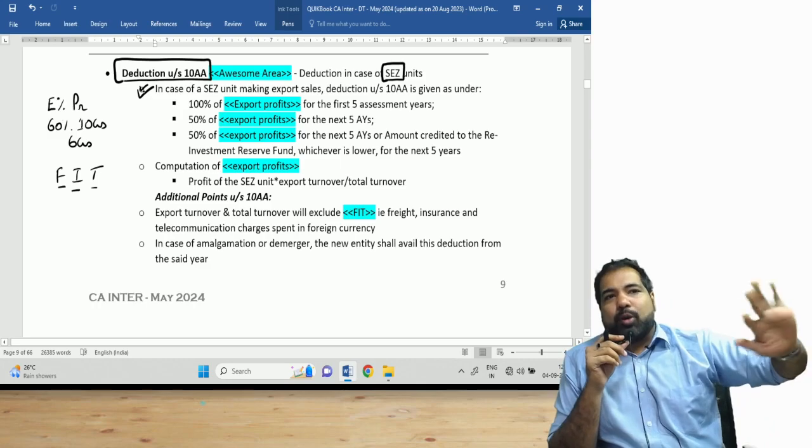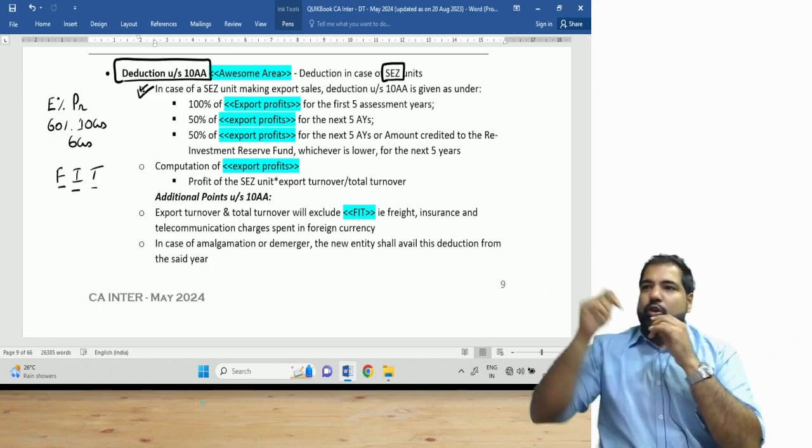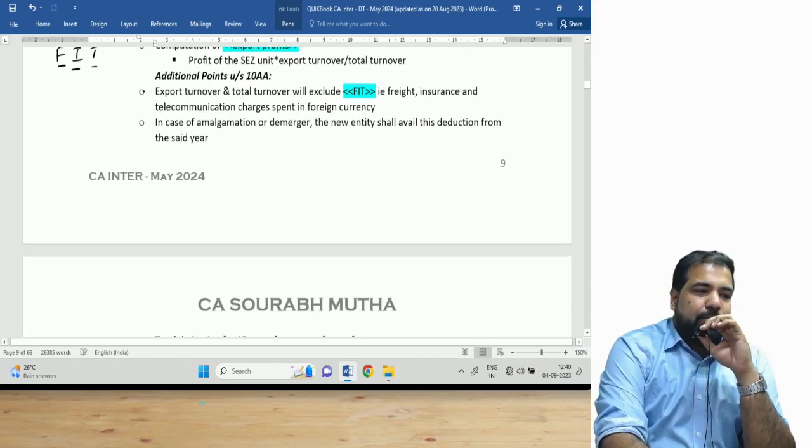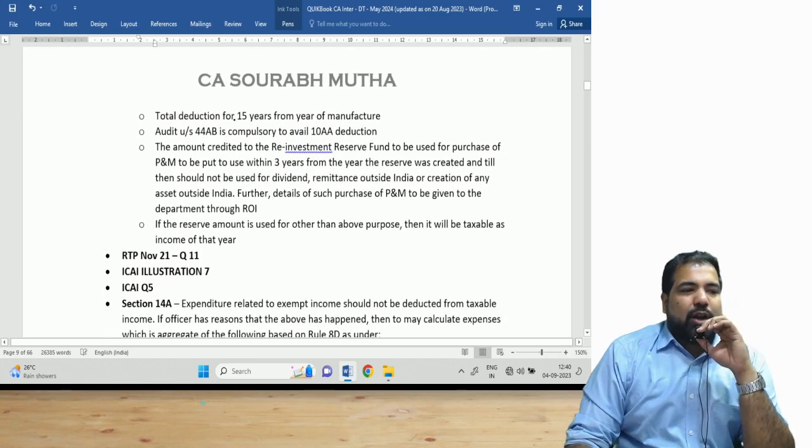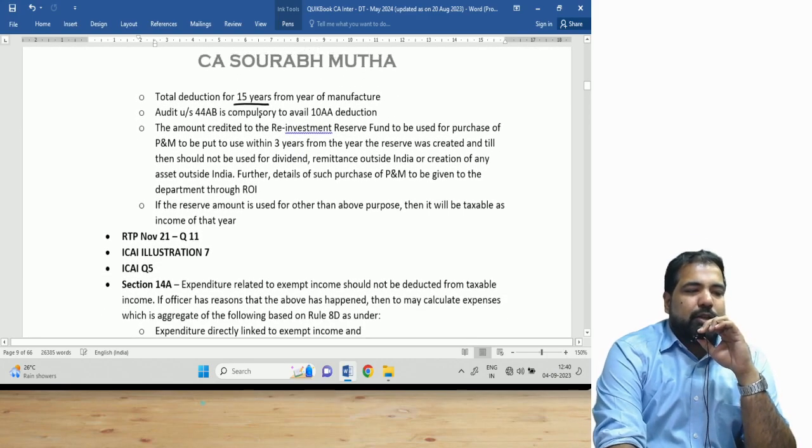And remember, for this deduction, your focus should be only on one number, which is SEZ. Can Kalpesh Laptops also be outside SEZ? Yes, but focus on which numbers? SEZ numbers only. Total deduction for how many years? 15 years from the year you start.